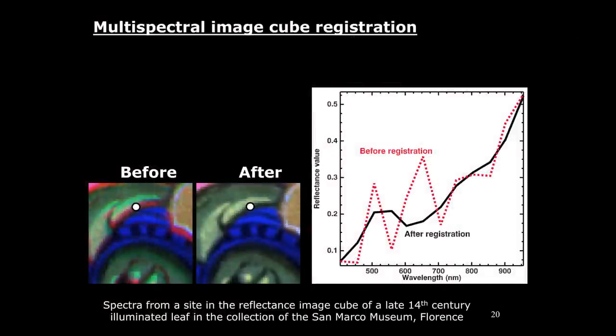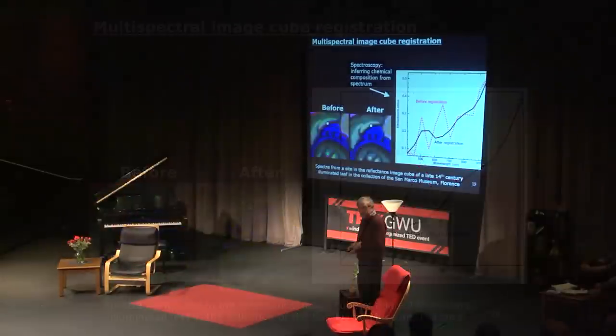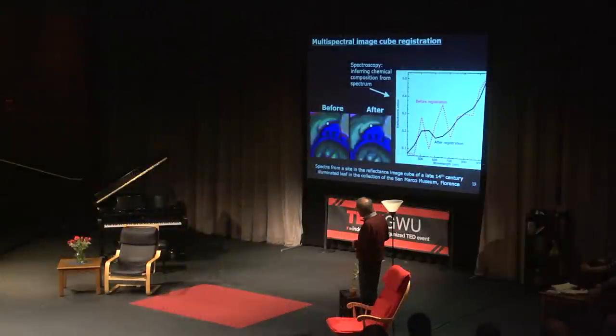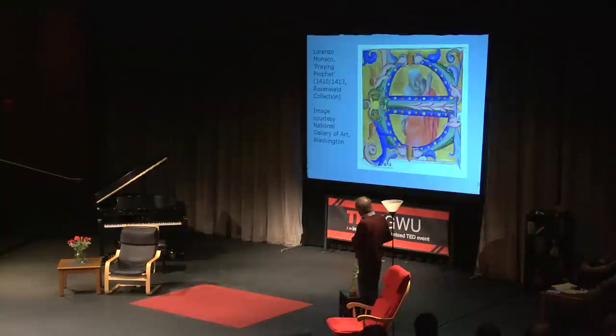If we were to register those points accurately and get this, the plot looks like this, which now corresponds to what we know from ground truth about various materials. So the registration allows us to infer accurately the chemical composition of this point on the painting. And so this is a very useful characteristic for reasons that I'm going to talk about now.